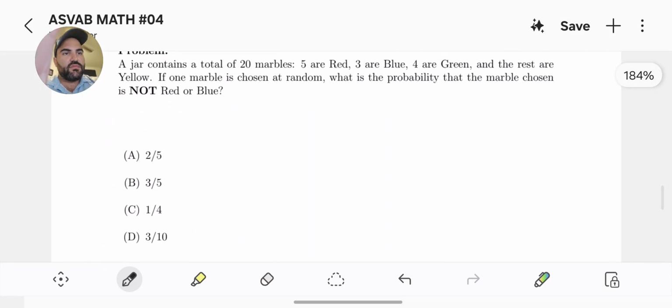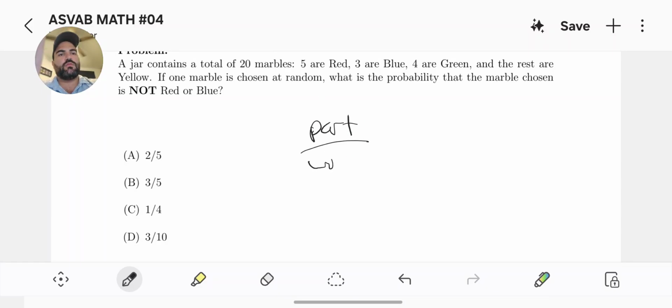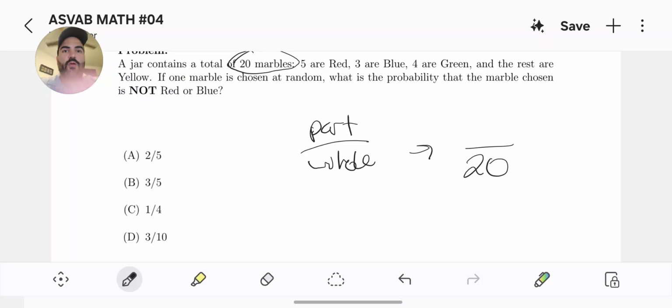Okay. So you can really spell this problem out, but we're going to pretend we were decently seasoned in this. So we know probability is always part over a whole. That's where I would start. And we know the whole is the total. So the total number of marbles would be 20. Because there's 20 total. And now we got to basically do the part.